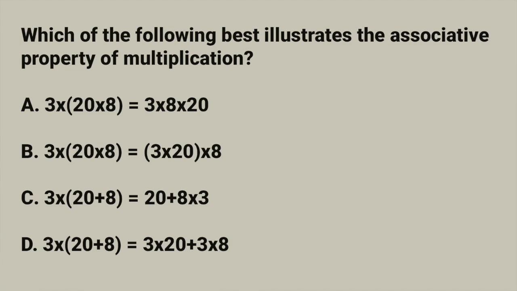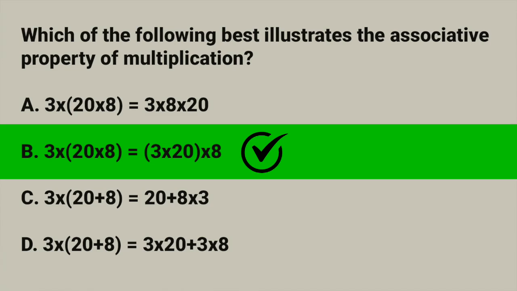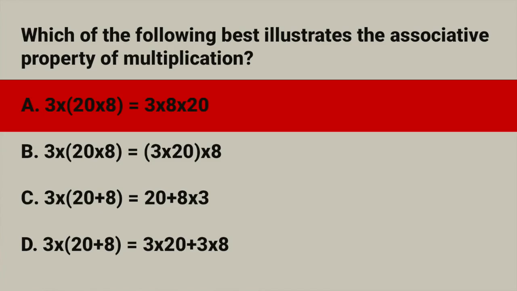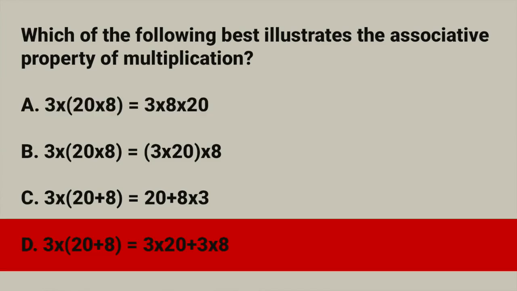The answer is B. The associative property changes the grouping, not the order of factors. Option A shows the commutative property. The order changes. Option D shows the distributive property. Knowing how to tell these apart is a consistent question type on this test.